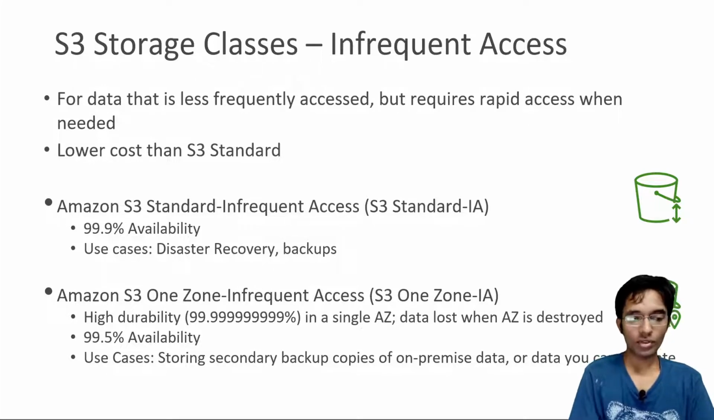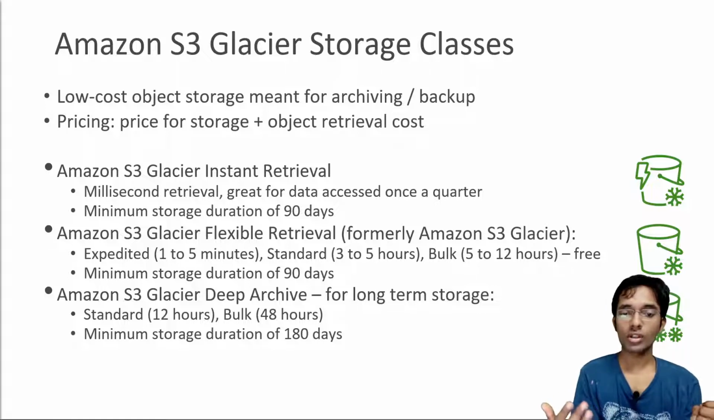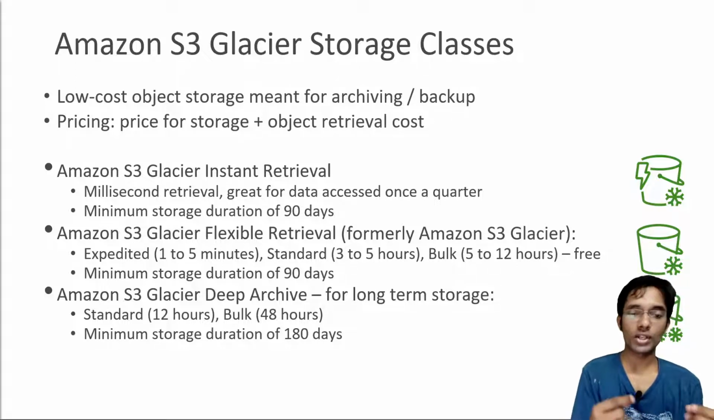Next we have the Glacier storage classes. Glacier is, as the name says, very cold. So it's low cost storage meant for archiving and backup, and the pricing is that you are going to pay for the storage plus pay for the retrieval cost. Of the 3 classes of storage within Glacier, you have Amazon S3 Glacier Instant Retrieval, and this gives you millisecond retrieval, which is great.